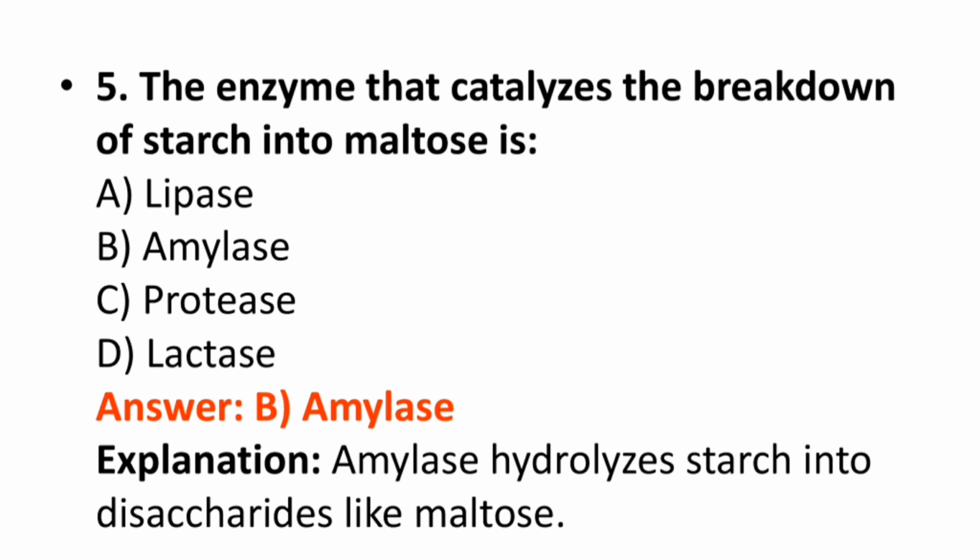The enzyme that catalyzes the breakdown of starch into maltose is option A lipase, option B amylase, option C protease, option D lactase. The correct answer is option B amylase. Amylase hydrolyzes starch into disaccharides like maltose.